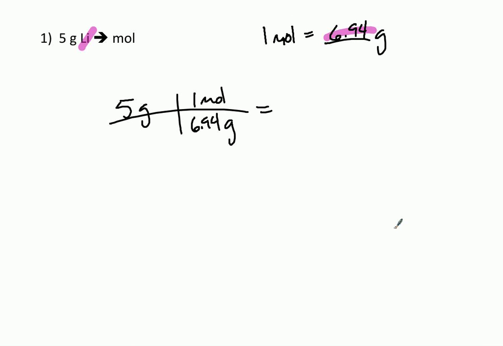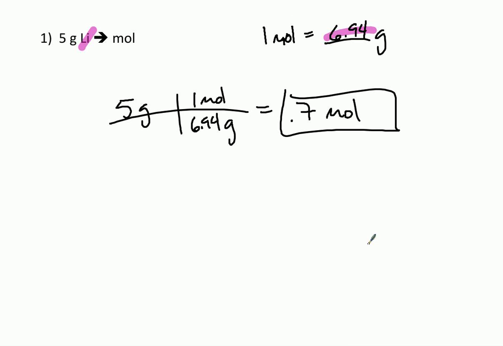Right, so I just do what I gotta do. 5 divided by 6.94 gives me a 0.72. Again, I actually only need 1 sig fig, so I just call it 0.7 moles. And there you go. I'm done with that one, right?